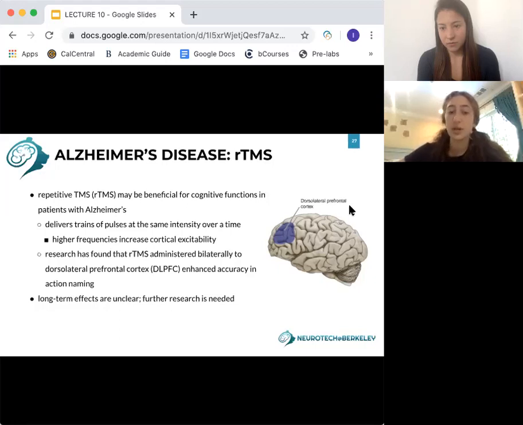The current treatment of rTMS is applied bilaterally to the dorsolateral prefrontal cortex. The long-term effects of this treatment are unclear, and further research is needed to determine the mechanism through which this treatment appears to help.